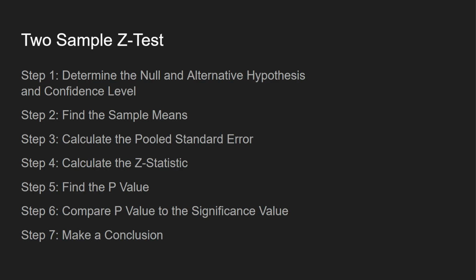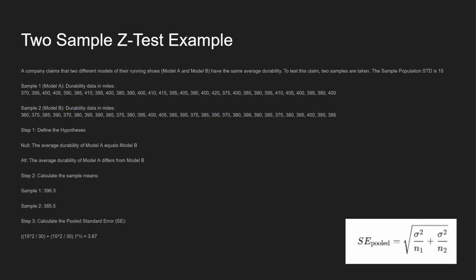Here's the steps that you would take, right? Step 1, determine the null and alternative hypothesis and confidence level. 2 is sample means. 3 is calculate the pooled standard error. 4, calculate the z-statistic. 5, find the p-value. 6, compare the p-value to the significance level. And then step 7 is to make a conclusion.